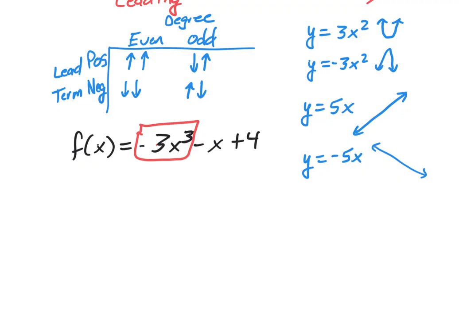My degree here is 3. 3 is an odd number, so it's got to be one of these two, right? My leading coefficient is negative, so odd and negative means it's going to look like this. And that would be my end behavior. It's going to start up and it's going to end down.